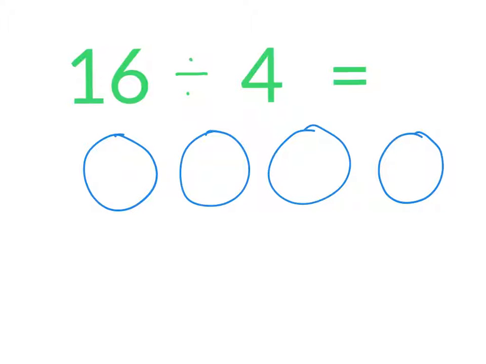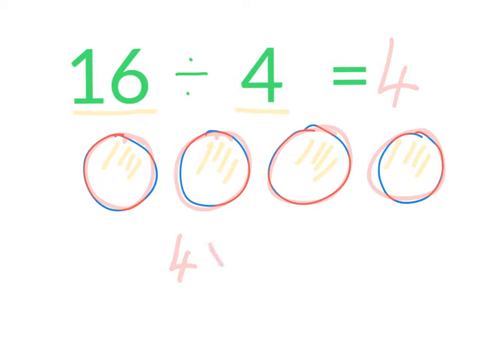And then I'm going to draw the money in. So I'm going to evenly share it out. 1, 2, 3, 4, 5, 6, 7, 8, 9, 10, 11, 12, 13, 14, 15, 16. So I've used up the $16. I've shared it evenly into 4 groups and I can see that there is 4 in each group. So the children will get $4 each. So that must mean that 4 times 4 equals 16.